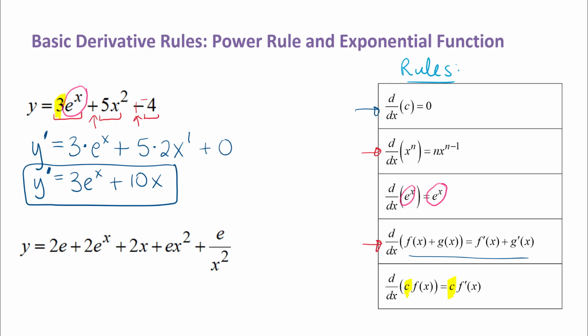In the second term, my variable's in the base, so I'm using the rule for the power function derivative where I've got the variable x in the base. That's the big deal on these. Pay attention to where the variables are.